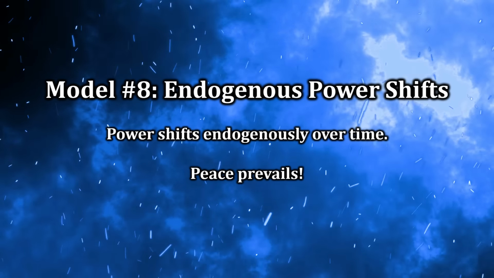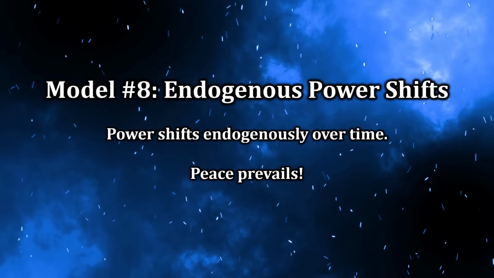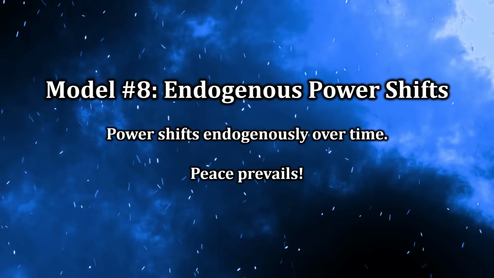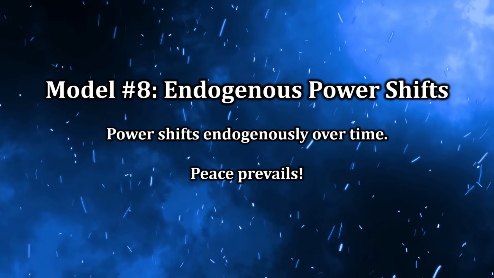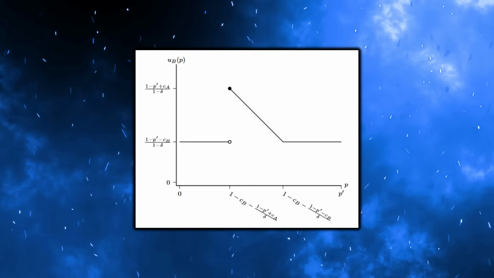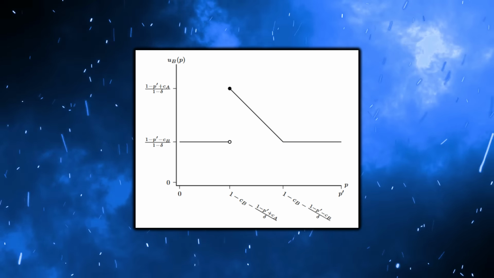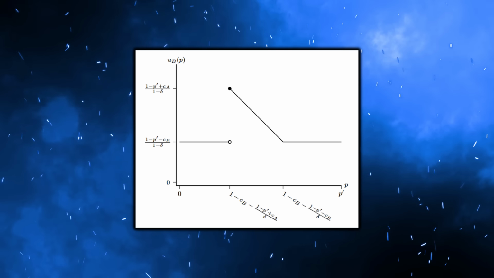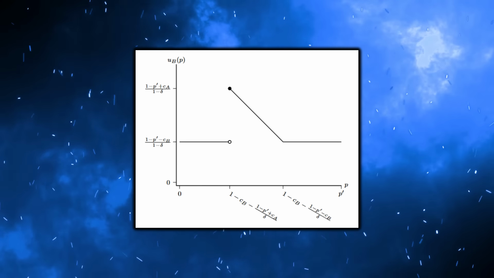Model number 8. Endogenous power shifts. What if power endogenously shifts over time, meaning that the rising state can choose exactly how powerful it would like to be in the future? This time, war does not occur. If the rising state barely alters the balance of power today, as in the right section of the figure, then the declining state can cleverly demand more in the present, ultimately making the rising state no better off than if it did not shift power at all.